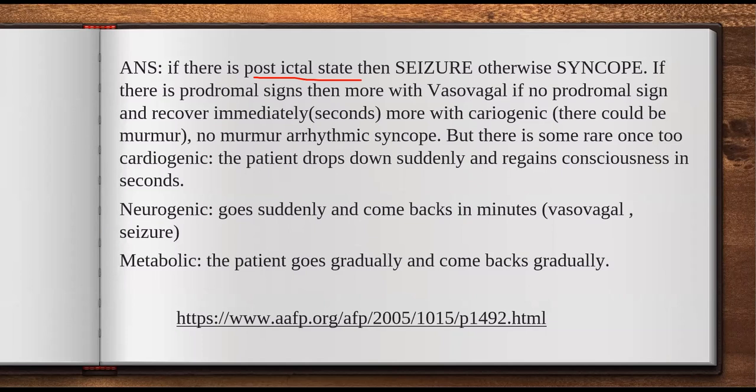If there are prodromal signs, then more likely vasovagal. If there is no prodromal sign and the patient recovers immediately, more likely cardiogenic. In neurogenic, consciousness goes suddenly, but it takes some time, minutes, to regain consciousness.